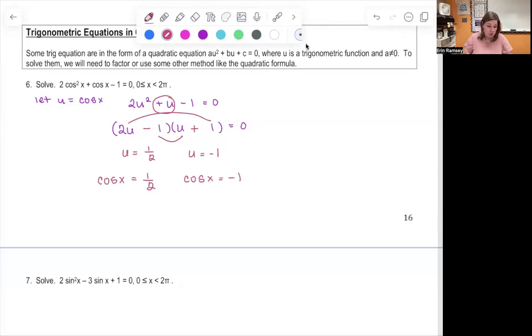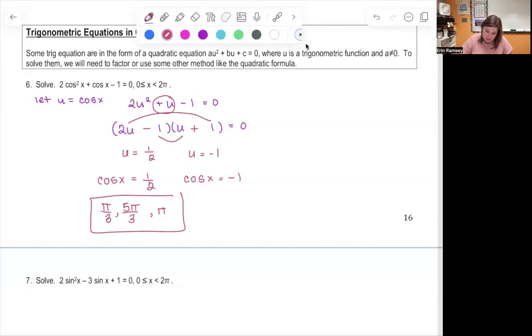Cosine of x is equal to 1/2 at pi thirds and 5 pi thirds. 7 would be too big. And then cosine of x is equal to negative 1 on this side of the unit circle. So it's going to be at pi. And we only want the solutions on 0 to 2 pi, so we don't need any plus 2 pi n's or anything like that. That is our answer. We've got both of them, okay?